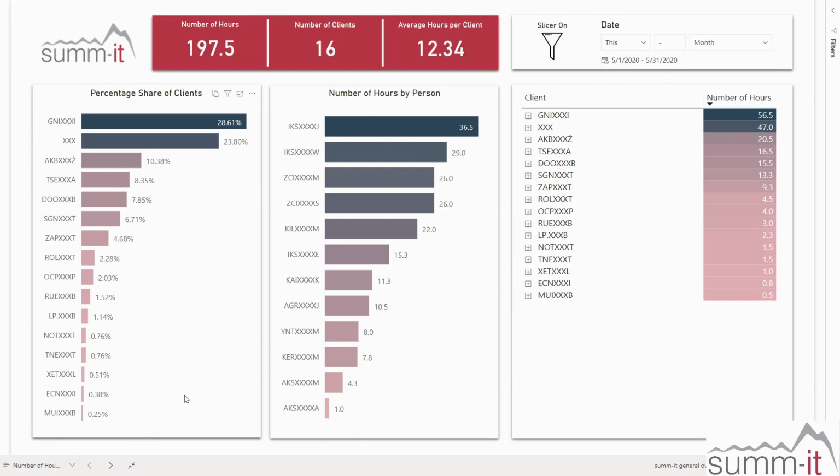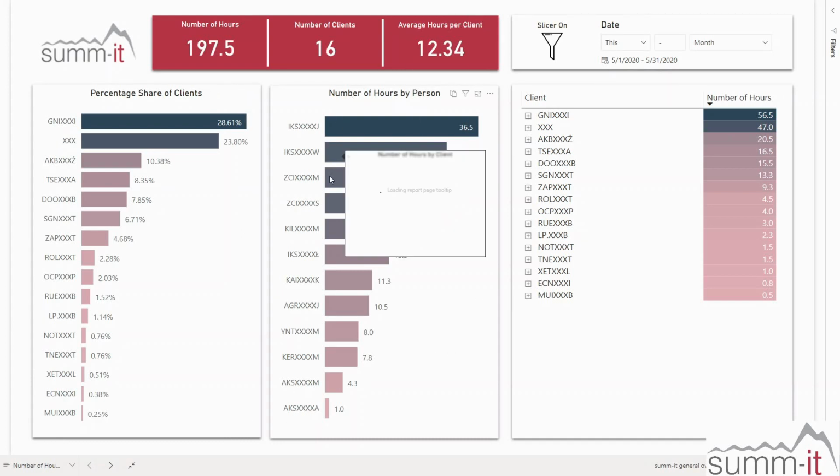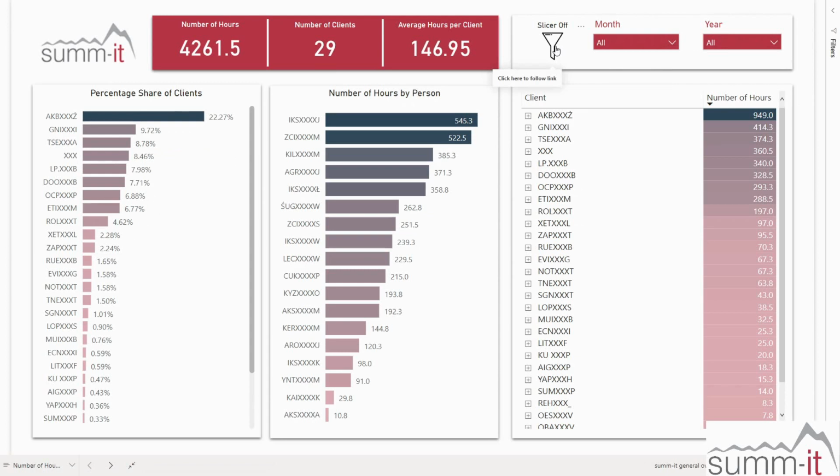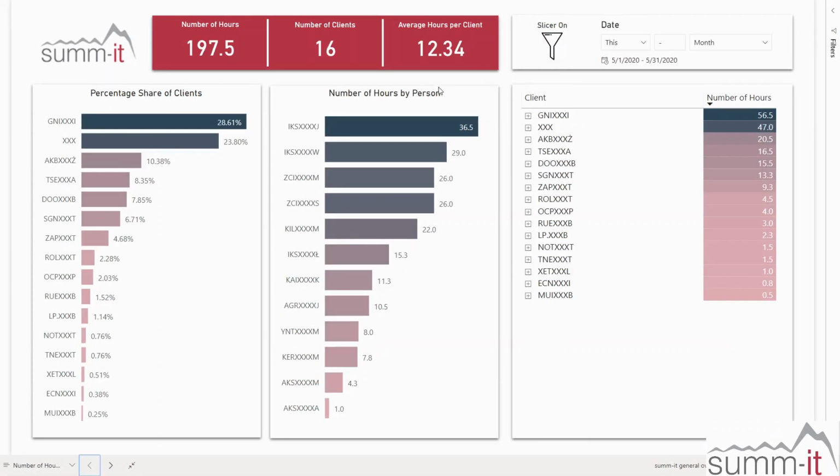On the first page we have information about hours by clients and hours by persons. The top of the page is dedicated to key factors and slicer selection. In slicer selection we can switch between two types of filters. All visuals are interactive, which allows us to better analyze data.